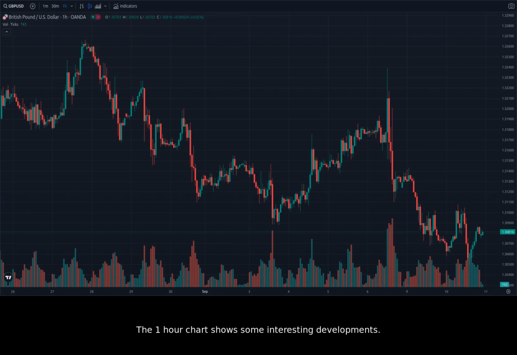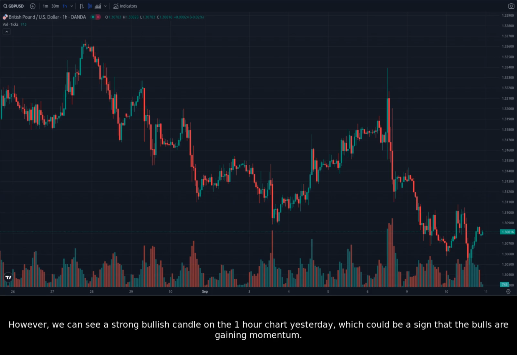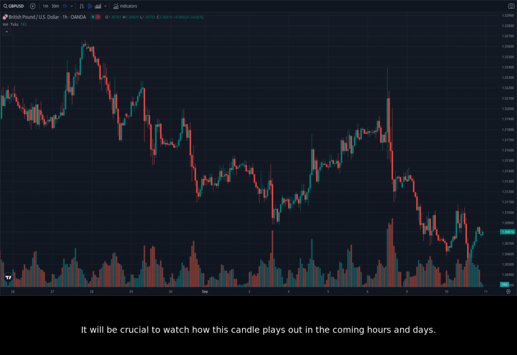The 1-hour chart shows some interesting developments. Over the past week, the GBPUSD has been attempting to break above the 1.3000 resistance. There have been a few false breakouts, which suggests that this level is still holding strong. However, we can see a strong bullish candle on the 1-hour chart yesterday, which could be a sign that the bulls are gaining momentum.